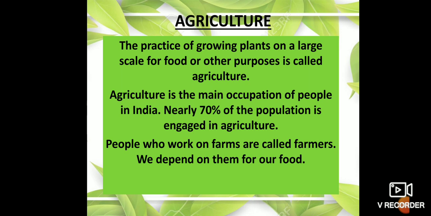The practice of growing plants on a large scale for food or other purposes is called agriculture. The plants that are grown in large quantities in a particular area or region at a particular season are called crops. Agriculture is the main occupation of people in India. Nearly 70% of the population is engaged in agriculture, and people who work on farms are called farmers. We depend upon them for our food, children. So agriculture plays a very important role.